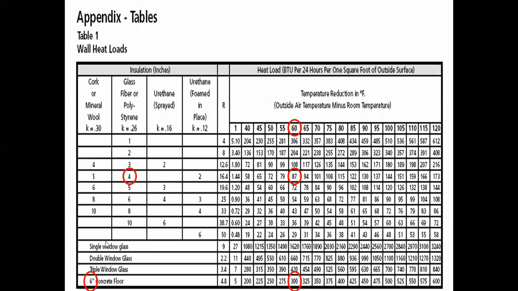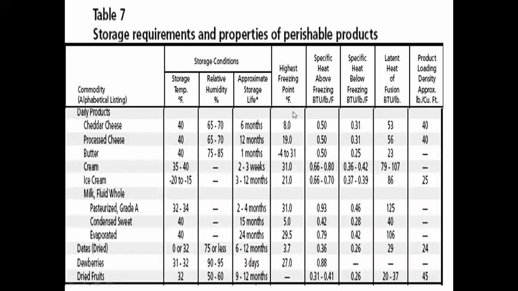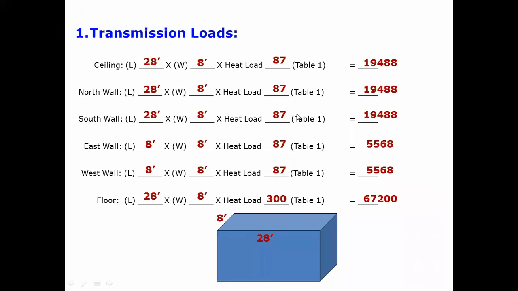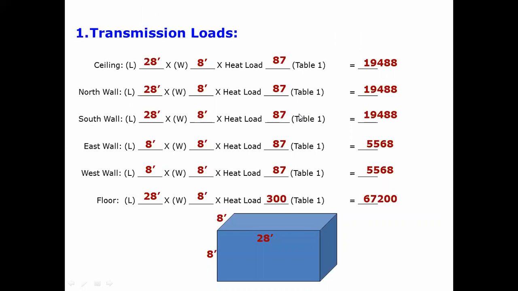What is the material of our floor? 6-inch concrete. Correct. Here on the down last column. 6-inch concrete. 60-degree temperature difference. So heat load will be 300. From here, the heat load will be 300 BTU per 24 hours. Okay. So, complete this also. Once you finish writing this, let me know.